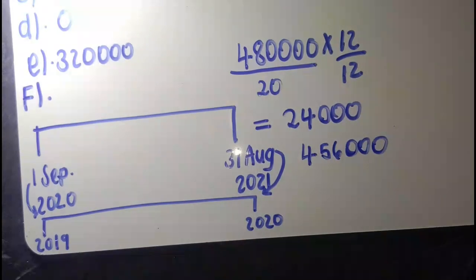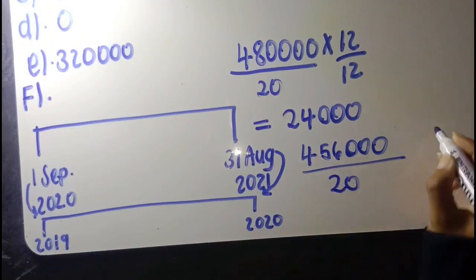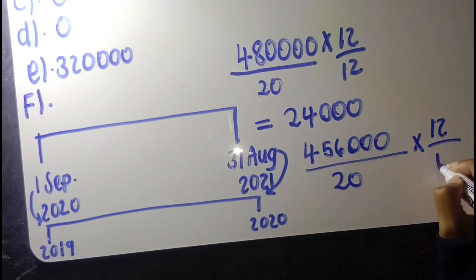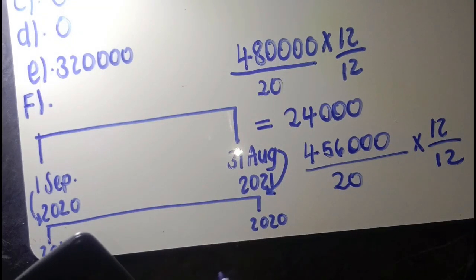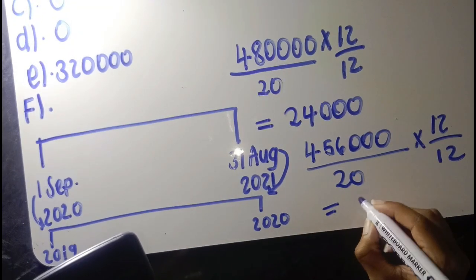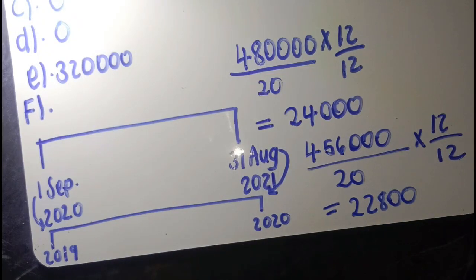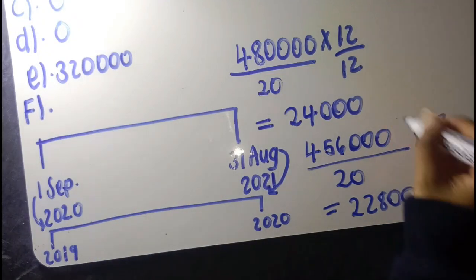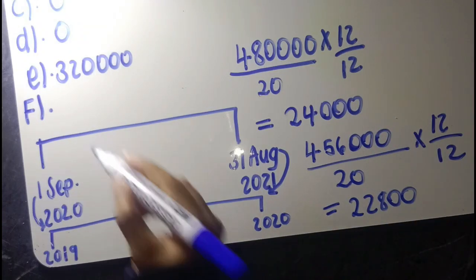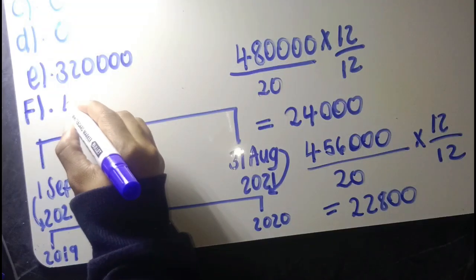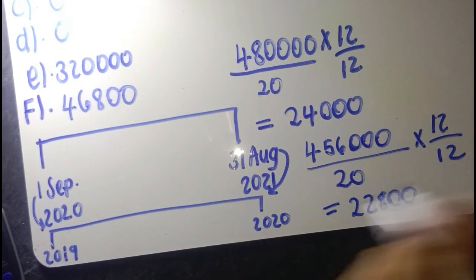Then you take this amount, you divide by 20, and you multiply by 12 over 12. So you're gonna say answer over 20, and you get 22,800, right? Since we're calculating the accumulated depreciation, you add these two, 24,000 and 22,800, and you have 46,800. Now let me erase again.